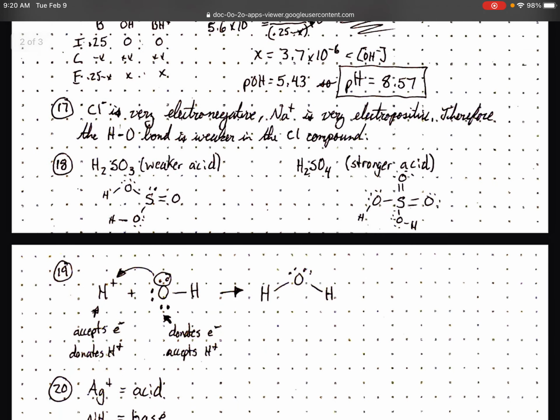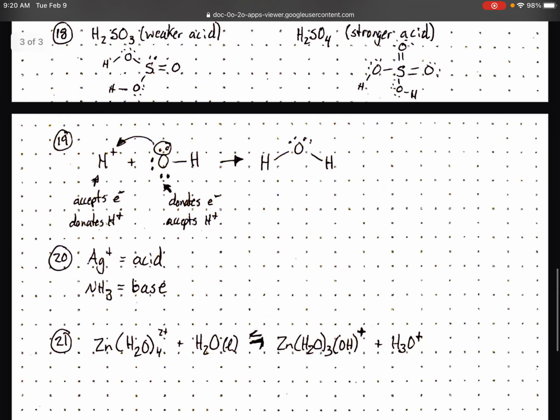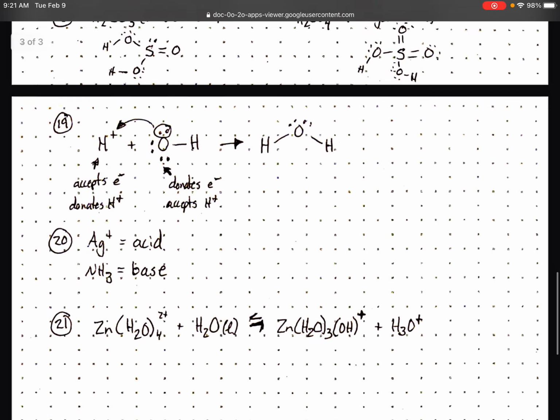On 18, I drew it out for you. The stronger acid is going to be the sulfuric acid, obviously because you memorized it as a strong acid, but also because it has more oxygens. So that's how that works out. Number 19, if you draw it out, you can see the hydroxide has an extra pair of electrons, so it can donate those electrons to the proton, which makes it a Lewis base. The hydroxide would be a Lewis base, but it's also a Bronsted-Lowry base because it accepts the proton as that comes along. So that's how that went.